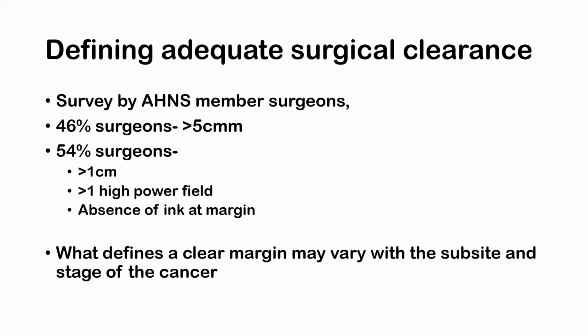Interestingly, a survey by AHNS member surgeons showed that when they were asked about what is their impression of a clear margin, 46% of the surgeons had a clear idea that more than 5 millimeters is a clear margin. While a majority of the surgeons said that it is either 1 centimeter, or one high power field, or it is an absence of inked margin. So these are not wrong answers, but it does tell you how varied the impression of a positive or a negative margin is in the surgical community.